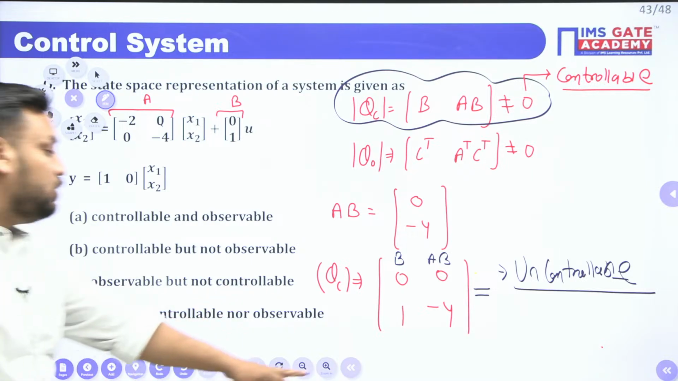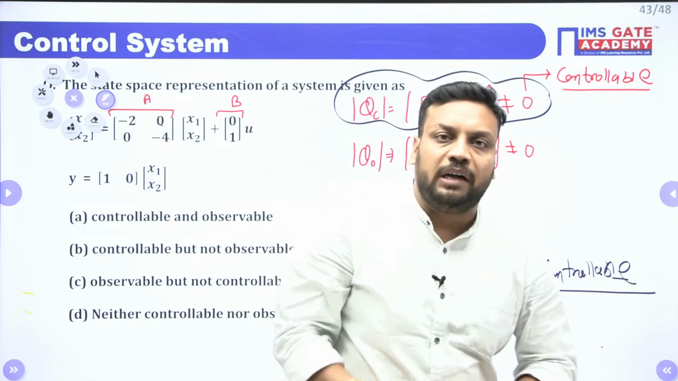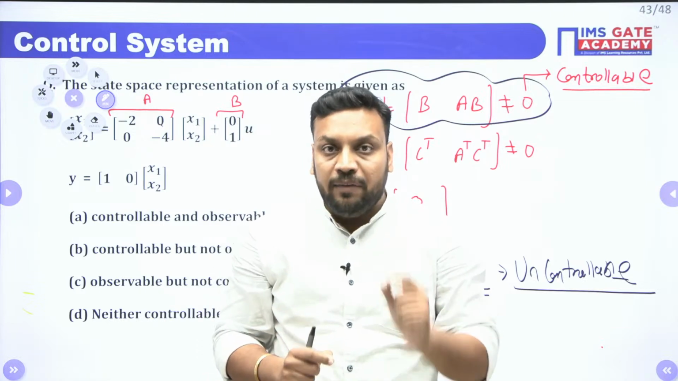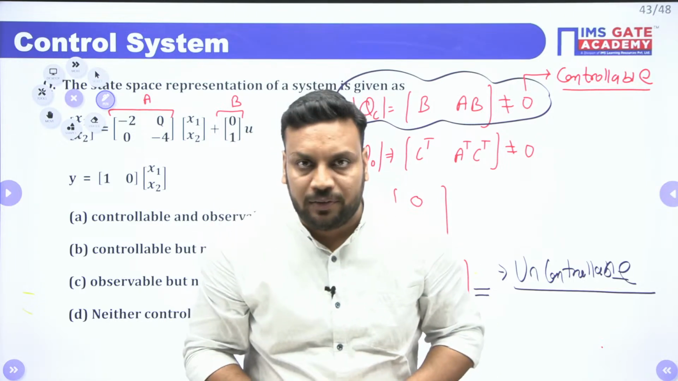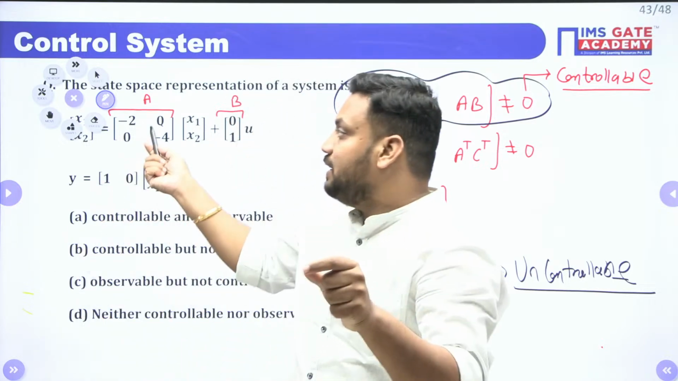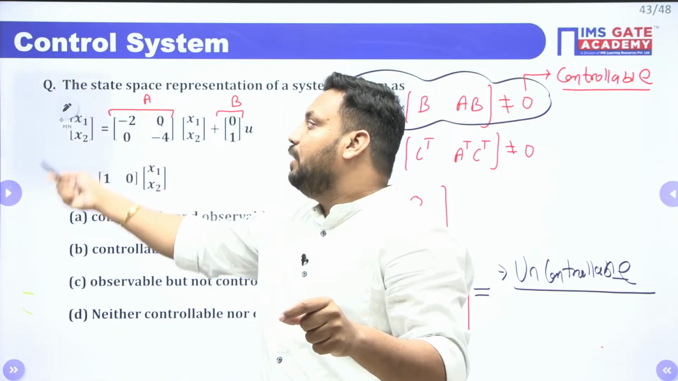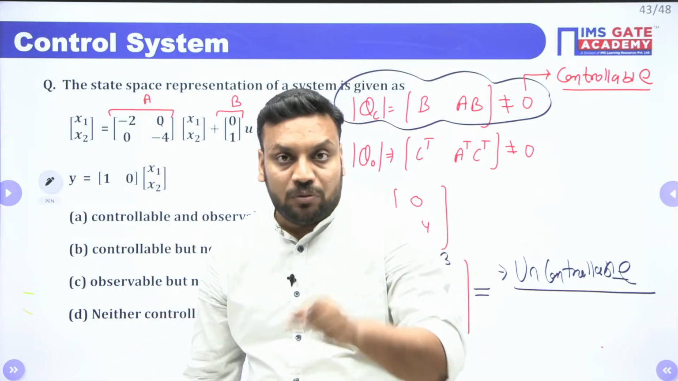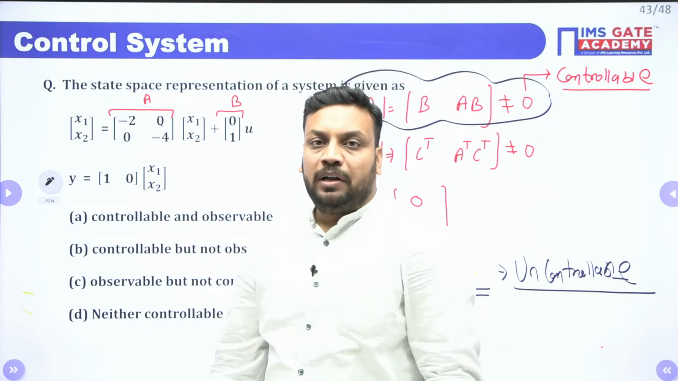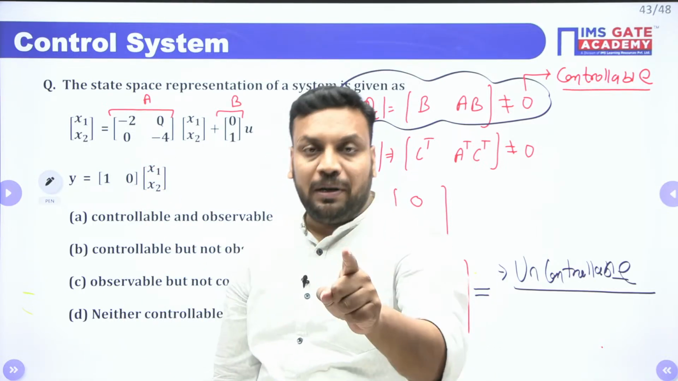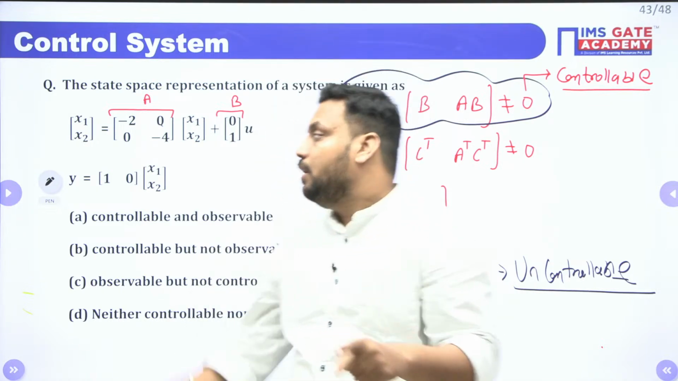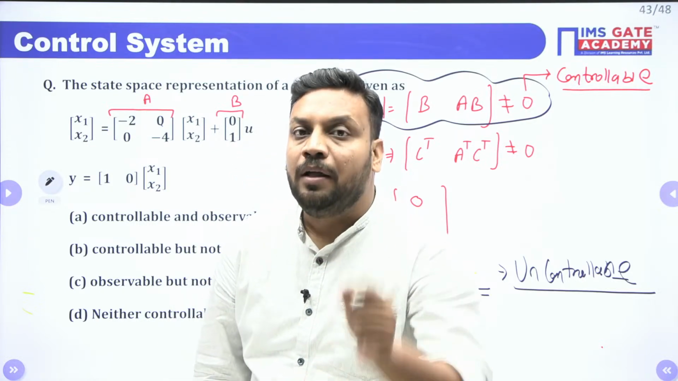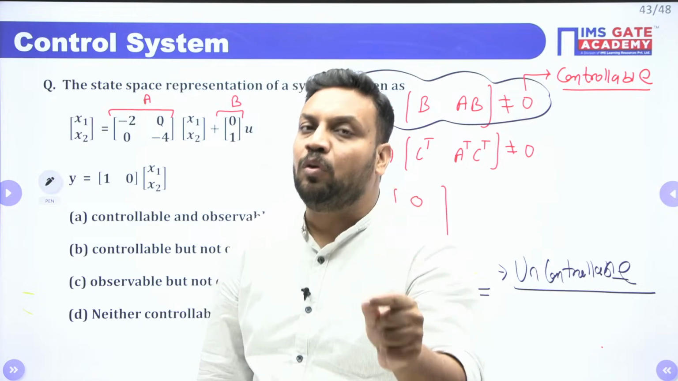But what is the short trick? If you have attended my class, guys, I have given this short trick to you. And what is the short trick? If the A matrix is a diagonal matrix, now you can compare it. This is the A matrix, which only has non-zero diagonal elements. It means it is a diagonal matrix. If the A matrix is diagonal, then to make the system controllable, the B matrix should contain all non-zero coefficients.